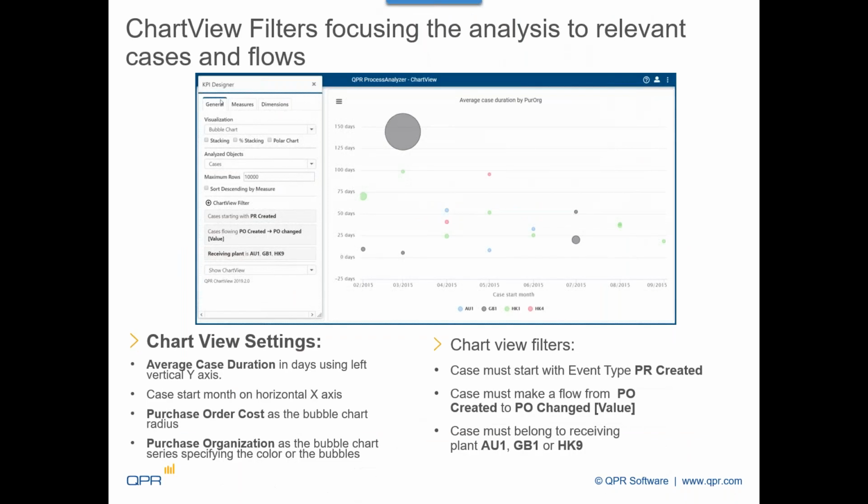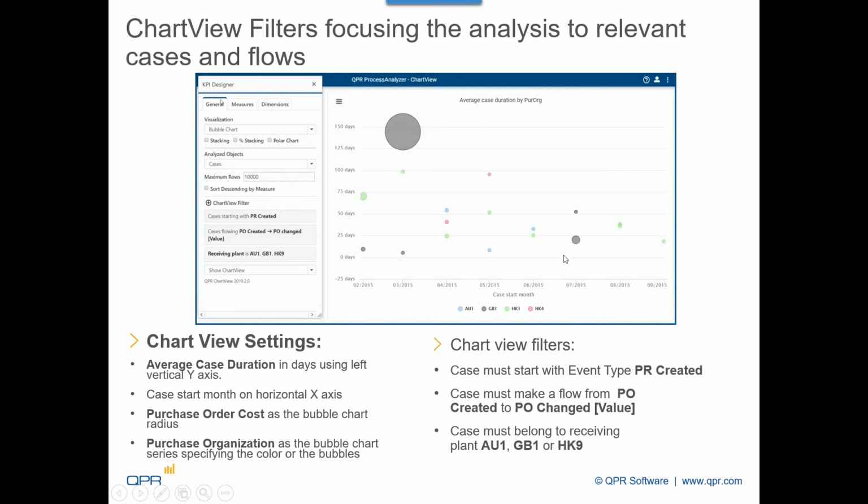And the other thing I want you to remember is that ChartView is super powerful. You can easily create charts that have a lot of detailed KPIs specified. Like in this picture, the average case duration in days is used in this axis. The case starting month is used in the horizontal x-axis here. The purchase order cost is used as the size of the bubble. So now you see that the bigger purchase orders have the bigger bubbles. And then the purchase organization itself is displayed over here, there are four different colors. So the colors specify the actual purchase organization. So we can show a lot of information in the chart view chart.